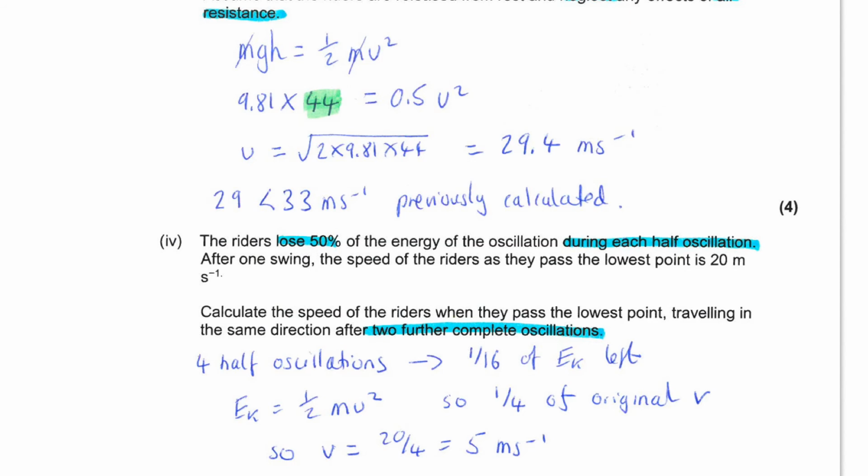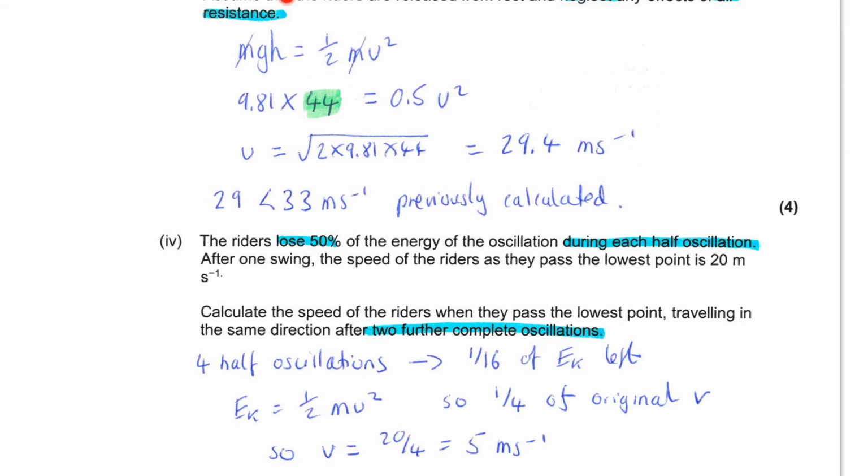You can cancel the mass, simplifying the calculation. So we just have g, the gravitational field strength, times the height. This is the height fallen by the swing, so I have subtracted the 1 metre from the 45 metres as shown in the diagram. This is equal to a half times the speed squared. So rearranging and substituting values leads me to an answer of 29.4 metres per second.